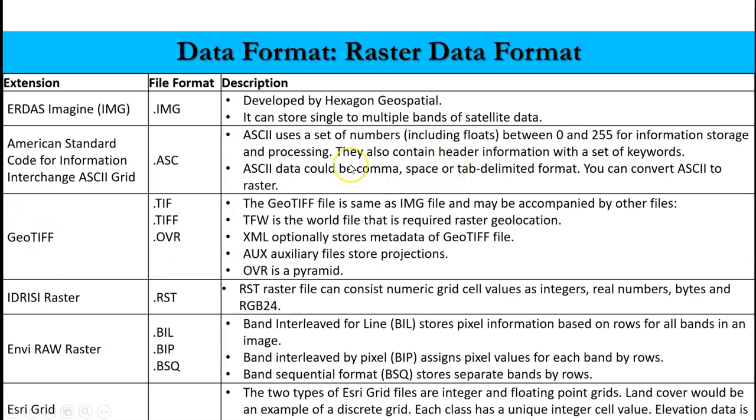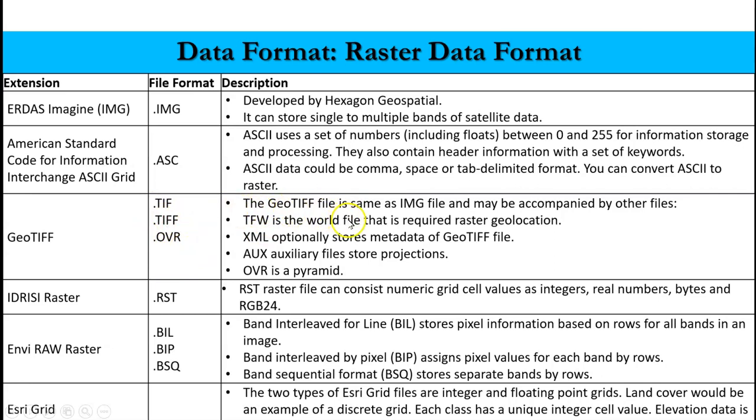Okay, this is generally in comma, space, or tab delimited format if you see the axles. So you can convert this ASCII data to raster. GeoTIFF format is very popular nowadays after IMG. There are three extensions when you generate the TIFF data, or when you are exporting or importing the TIFF data. There is another format you can see, TIFF or .ovr.